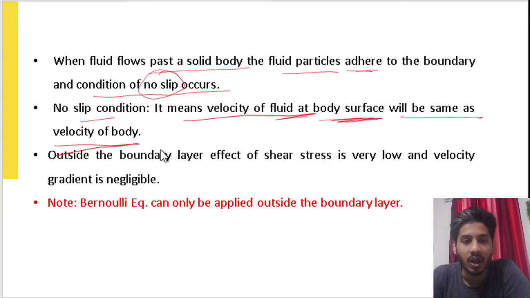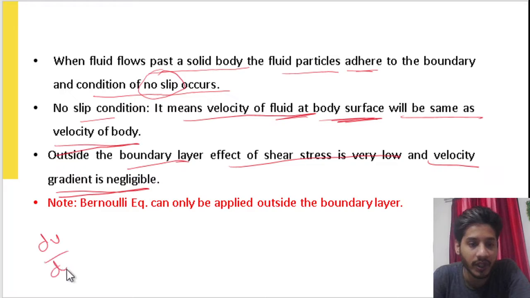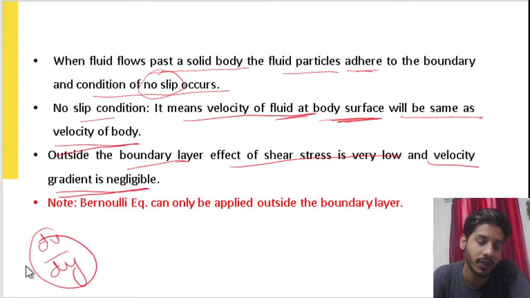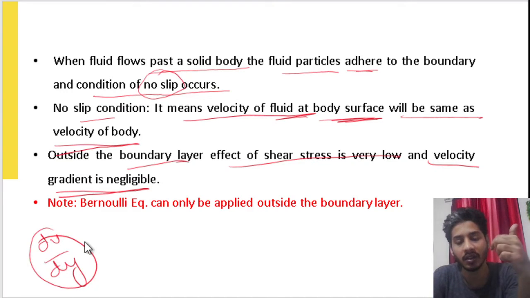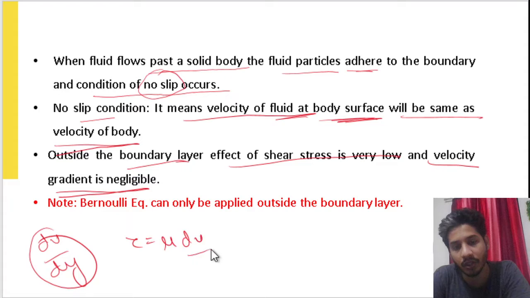So you can see outside the boundary layer, the effect of shear stress is very low. There is an effect of shear stresses, but it is so low that we can neglect it. And the velocity gradient is negligible. What is velocity gradient? Velocity gradient is du by dy. This you might have studied in the properties of fluid. Shear stress is defined as mu, which is the coefficient of viscosity, into du by dy.